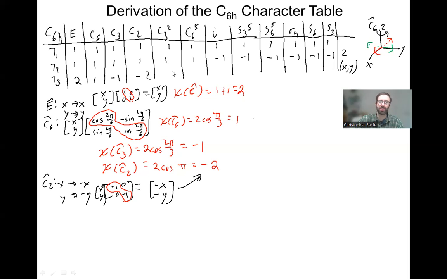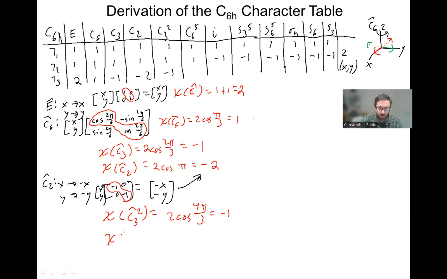So our next one is a C3 twice. So it's going to be using our cosine formula that we have here. C3 twice. So that's going to be 2 cosine 4 pi over 3 now. Twice the 2 pi over 3 one. 4 pi over 3 is 240 degrees. That's a negative 1/2. That's what the value ends up being. So that gives you a negative 1. So we got a negative 1 here.